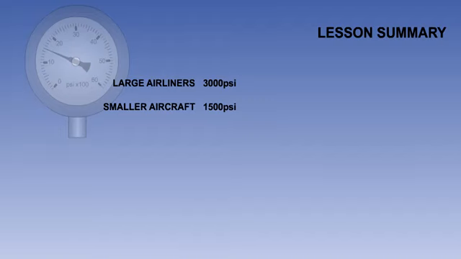In this lesson, you have learned that the normal hydraulic system operating pressure for a large airliner is 3000 psi, while the systems on smaller aircraft may operate at 1500 psi. We have restated that in a system using a constant delivery fixed volume pump, the pressure is controlled by the automatic cutout valve, and that in a constant pressure variable volume system, the pressure is controlled by the pump itself.